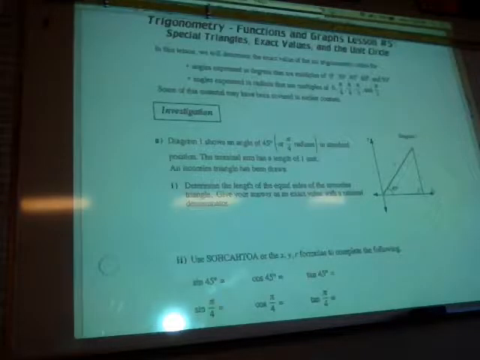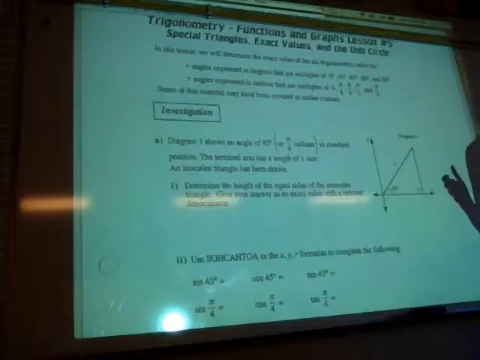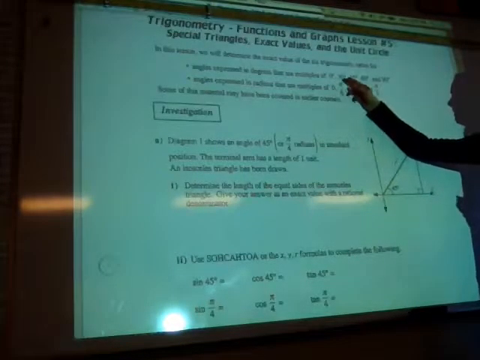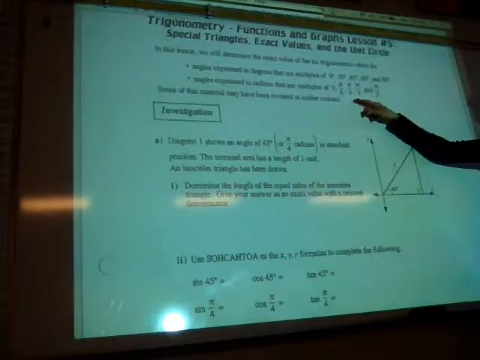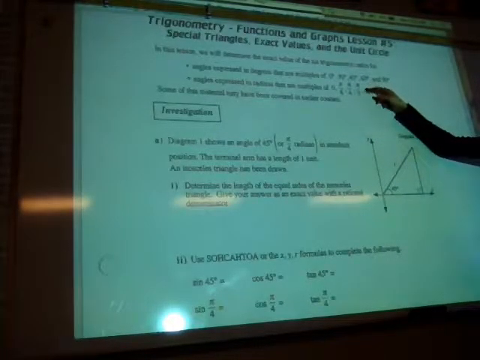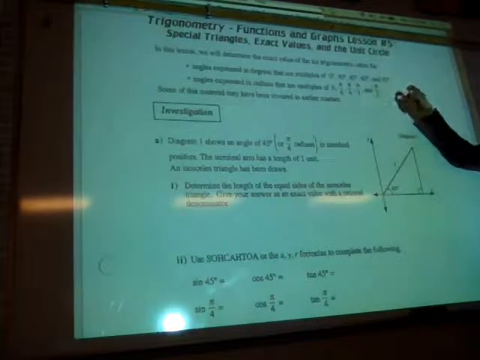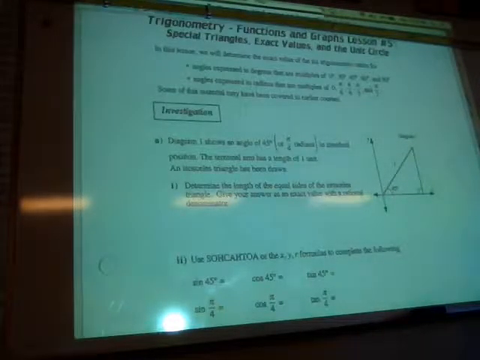Lesson. It's on the unit circle and special triangles. The angles that we're going to be focusing on are 0, 30 degrees or pi over 6 in radians, 45 degrees or pi over 4, 60 degrees or pi over 3, and 90 degrees, which is pi over 2. Those are all special angles that we're going to be looking at. And we're going to apply them in quadrants 1, 2, 3, and 4. And from that, we're going to explore the unit circle.